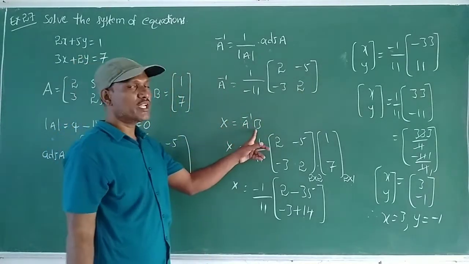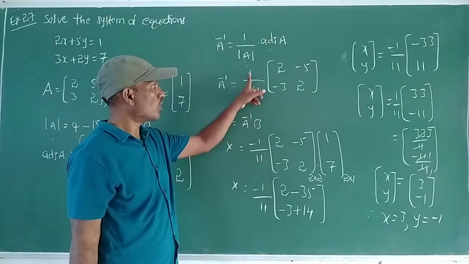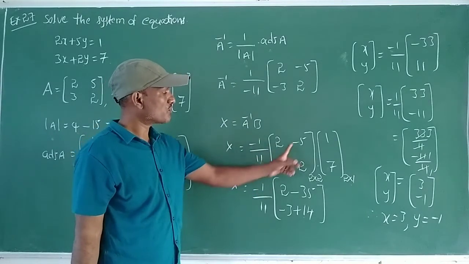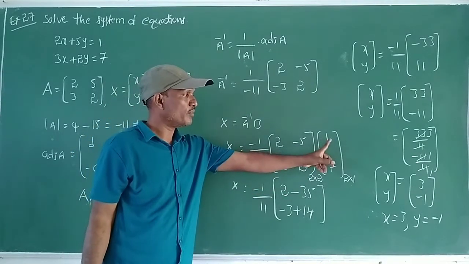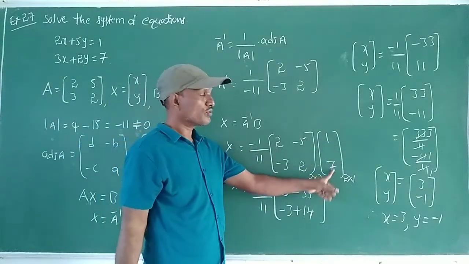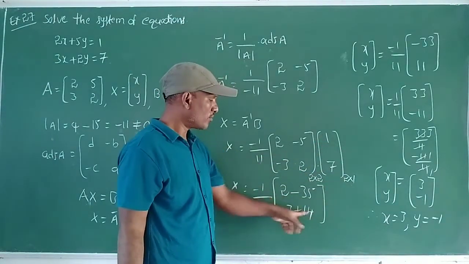Next, x equal to A inverse B, we substitute the values. 1 by minus 11 means minus 1 by 11, into the matrix 2, minus 5, minus 3, 2, into B. B matrix is 1, 7. Minus 1 by 11 as is. First row, first column, multiply. Second row, first column, multiply.